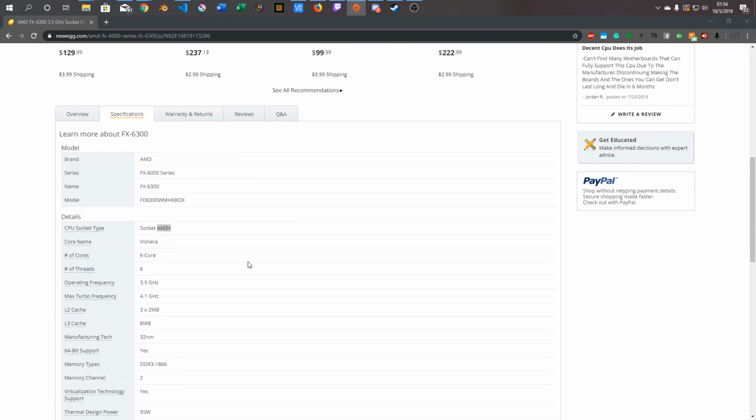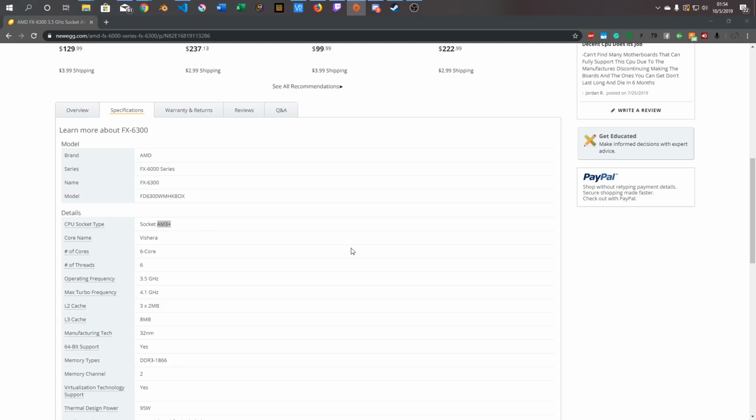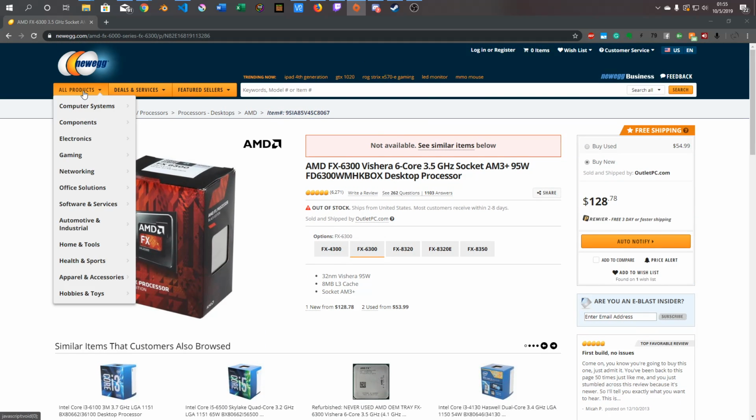Okay, so now that we know we want an AM3, we have selected the CPU. Now there are 5 components in any computer ever: the CPU, the motherboard, the GPU, the RAM, and the storage. The CPU is what determines the motherboard. The motherboard determines what you're allowed to have on everything else. So now that we know we need an AM3 Plus motherboard, let's go back over here.